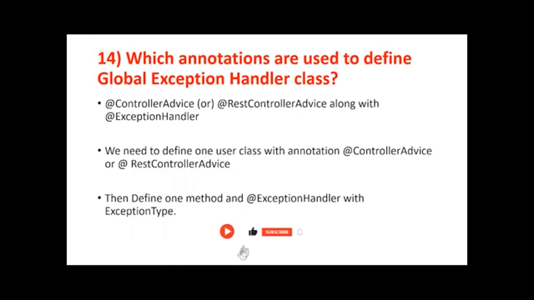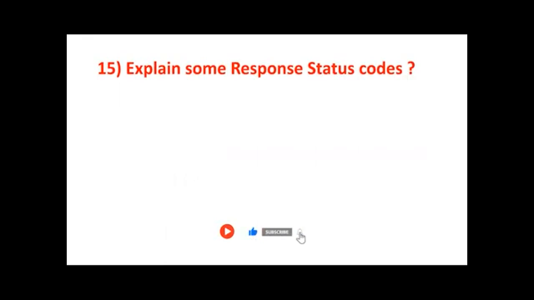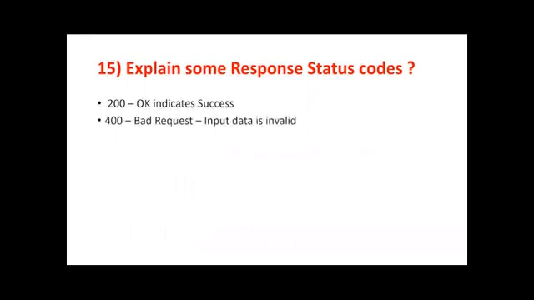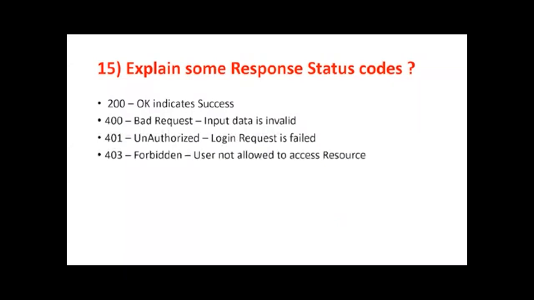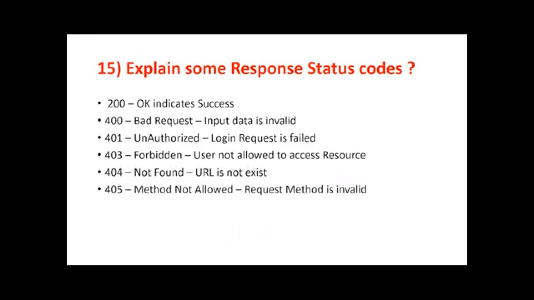Explain some response status codes. This is also a mostly asked question in real time. 200 indicates OK, that's success. 400 is bad request, your input data is invalid. 401 is unauthorized, login request failed. 403 is forbidden: you logged in successfully, but you have no access to the resources. 404 is URL not found or URL does not exist. 405 is method not allowed: you made a GET request, but the program expects POST. 500 is internal server error, or an exception on the application side. These are the few response status codes mostly used in real time.